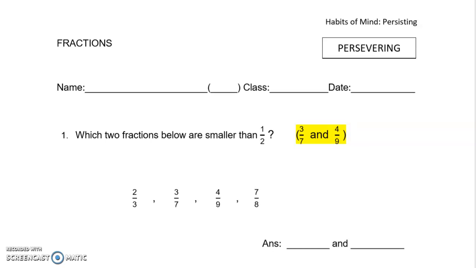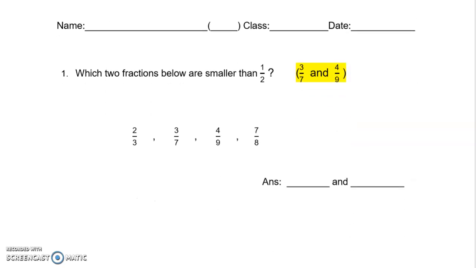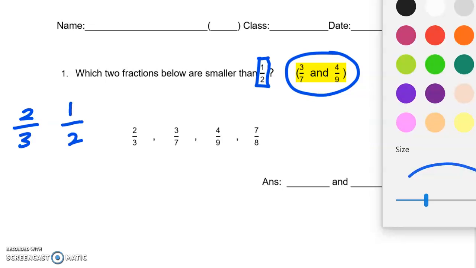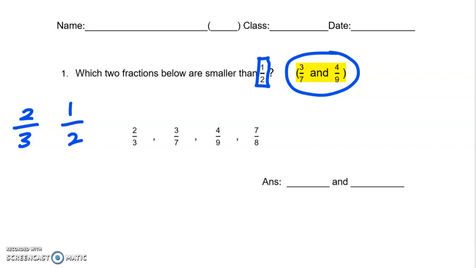Okay, let's look at the first question. Which two fractions below are smaller than half? Actually, the answers are over here, highlighted in yellow. But I want to explain how you get the answer. Okay, so keep in mind that we have to work with the fraction half. So for each fraction that you see here, you have to compare it with half. For example, 2/3 and half. So you got to work out for each fraction that is given.